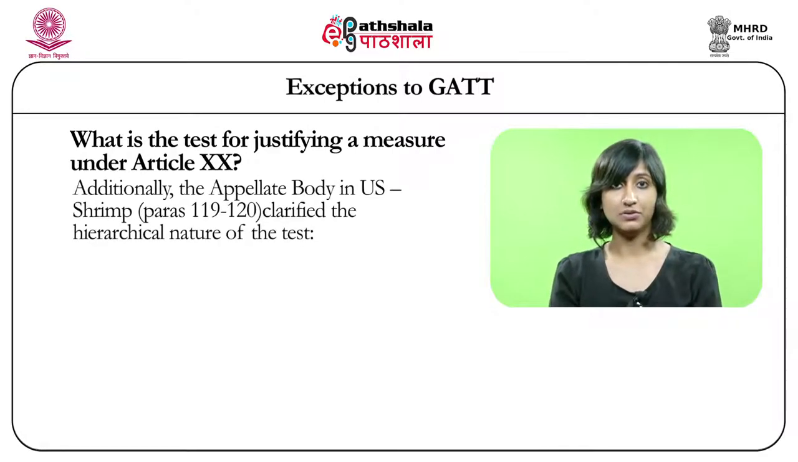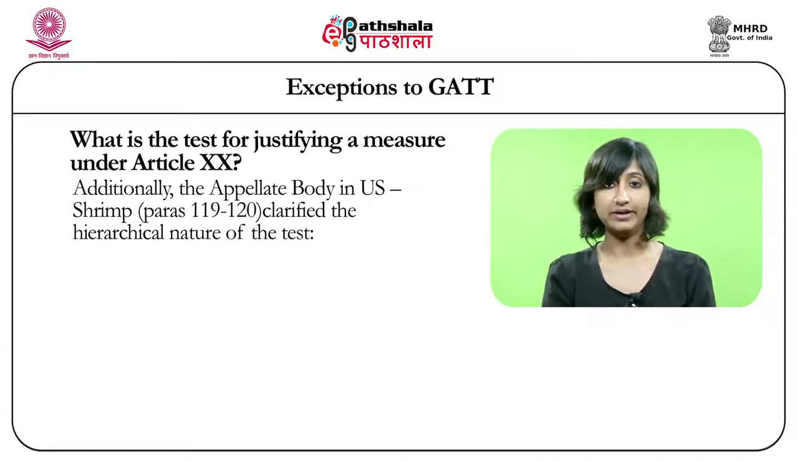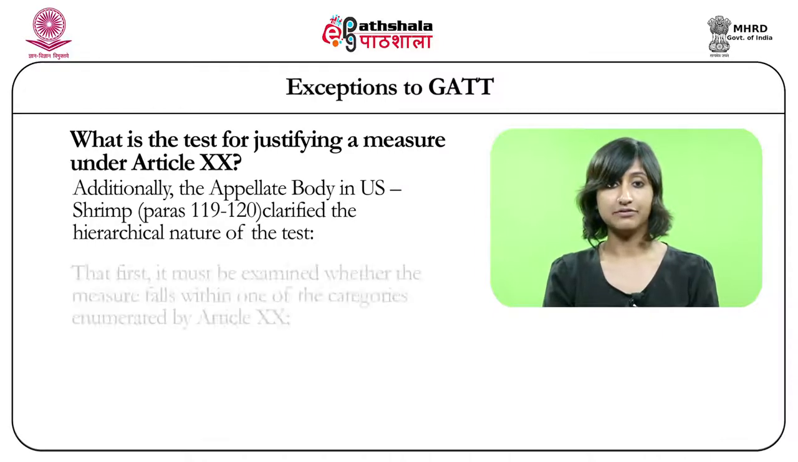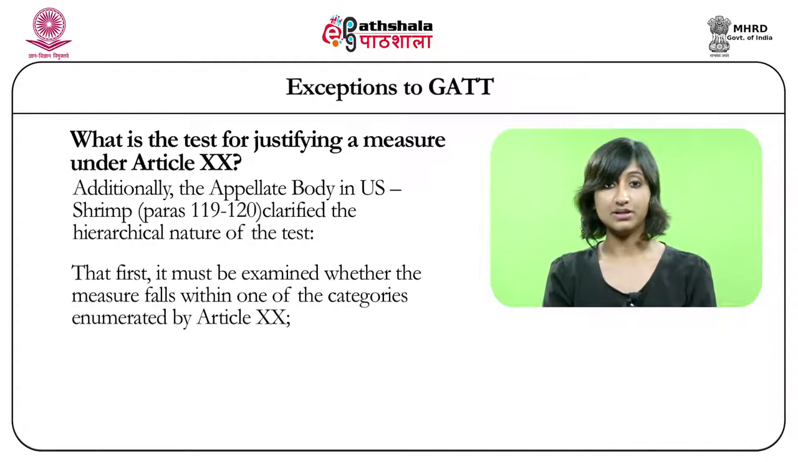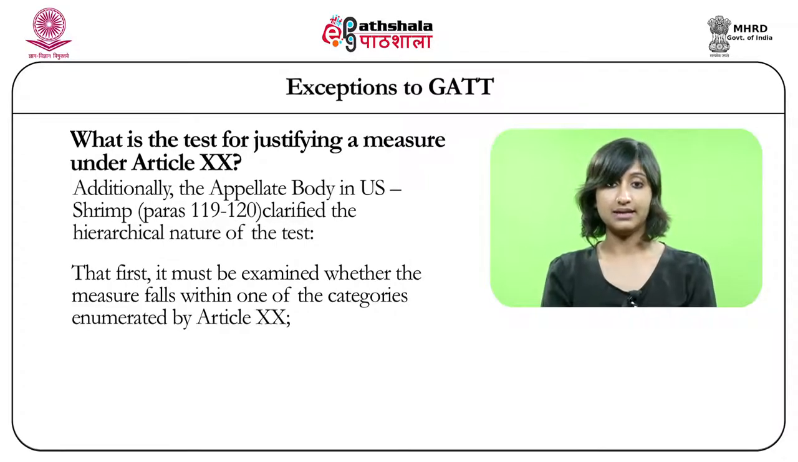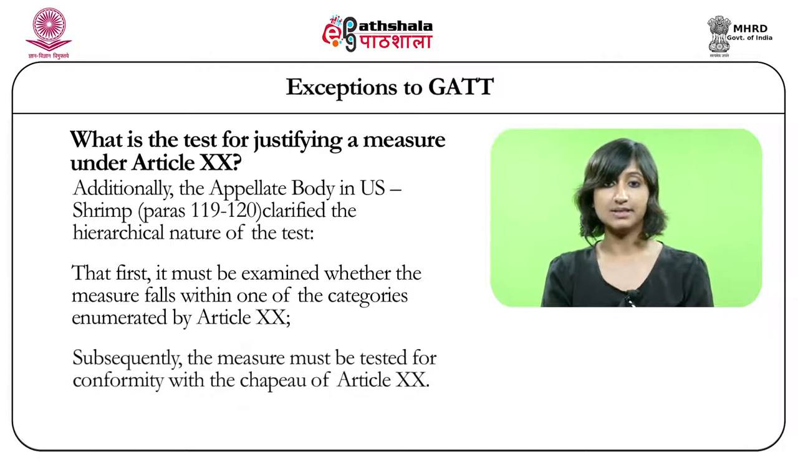Additionally, the appellate body in U.S. Shrimp, in paragraphs 119 to 120, clarified the hierarchical nature of the test. That first, it must be examined whether the measure falls within one of the categories enumerated by Article 20. And second, the measure must be tested for conformity with the chapeau of Article 20.